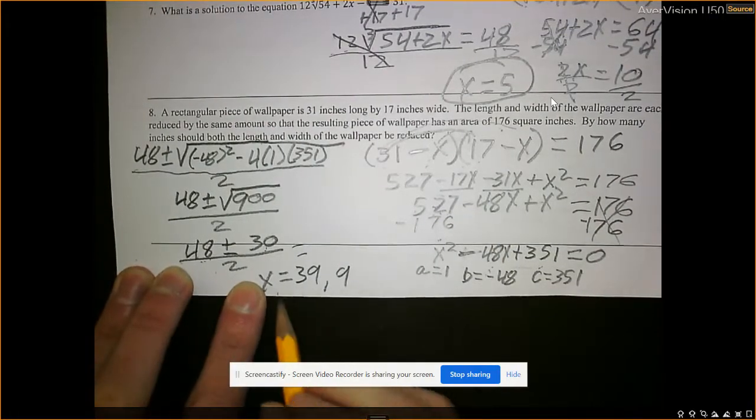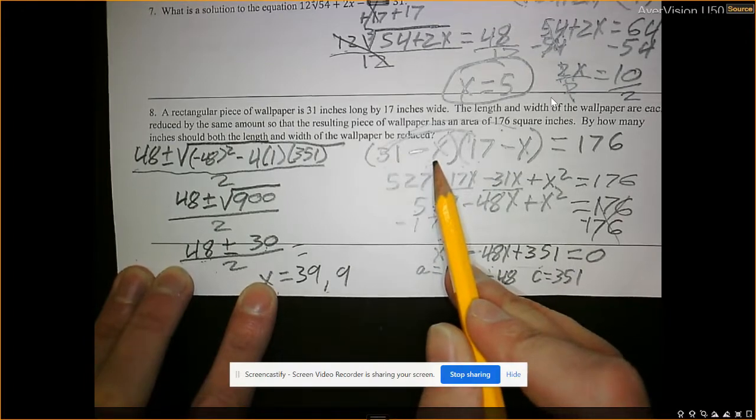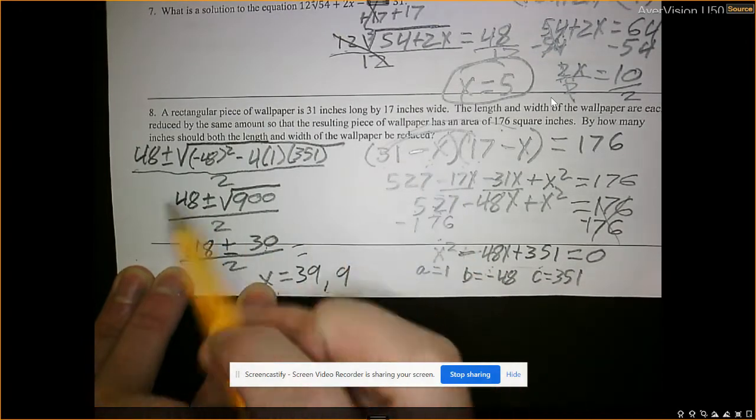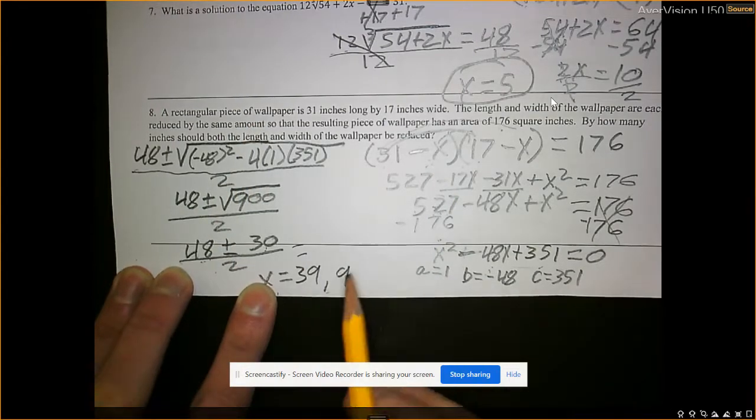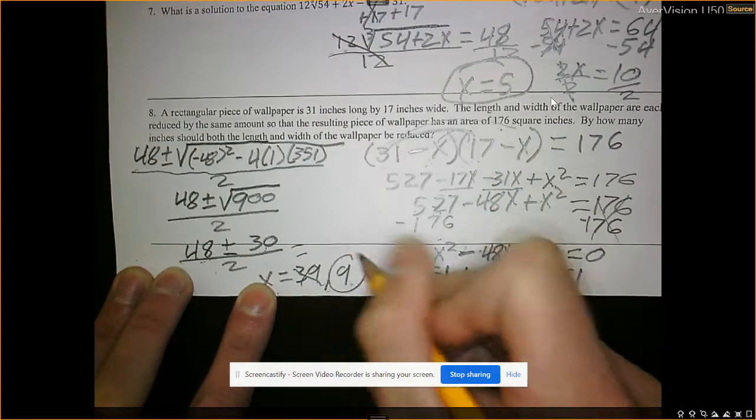So these are the two solutions I get. But look, if I did 31 minus 39, that would be a negative piece of wallpaper, which doesn't make sense. So it can't be 39. 31 minus 9, yeah, that makes sense. 17 minus 9, that makes sense also. So my solution is 9.